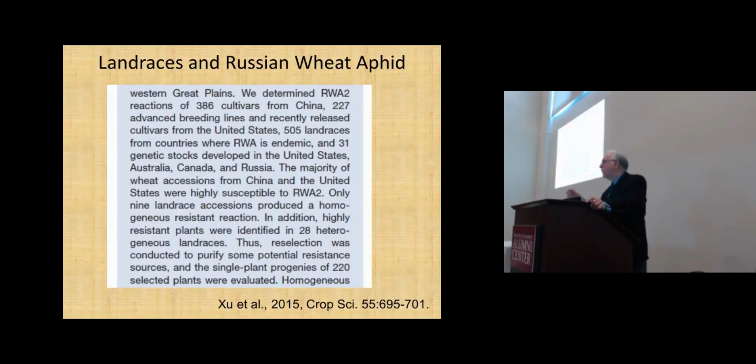Landraces are always heterogeneous, okay, or almost always, okay? So you have to go in and repurify them, and that's what this paper is all about. But think about it. They looked at a number of lines. The only place they found the resistance is in the landraces that came out of the area where the pest is endemic. That's how we use it. So our original source of Russian wheat aphid resistance came out of Iran. Okay? We go back to where the pest came from.